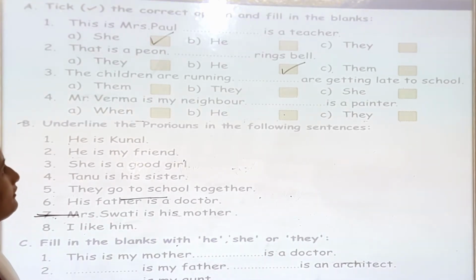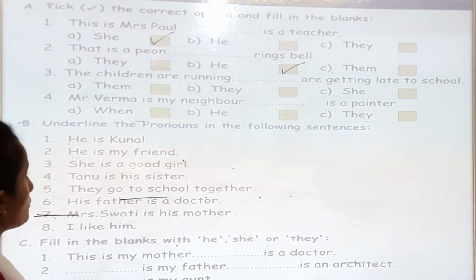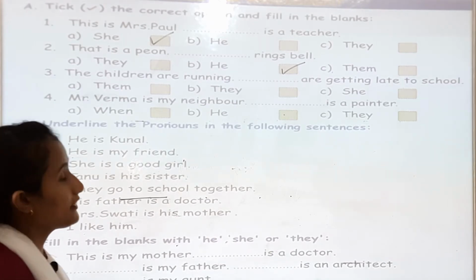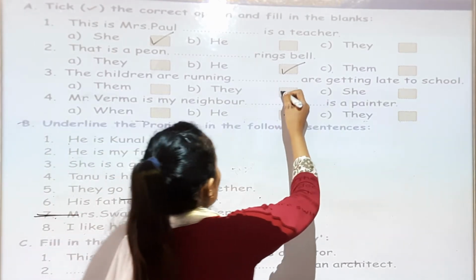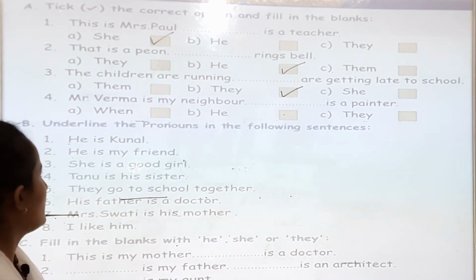The children are running, dash are getting late to school. The children are running. There are so many children. So, what do we have to write? They are running. This is a plural word. That's why we are writing they.